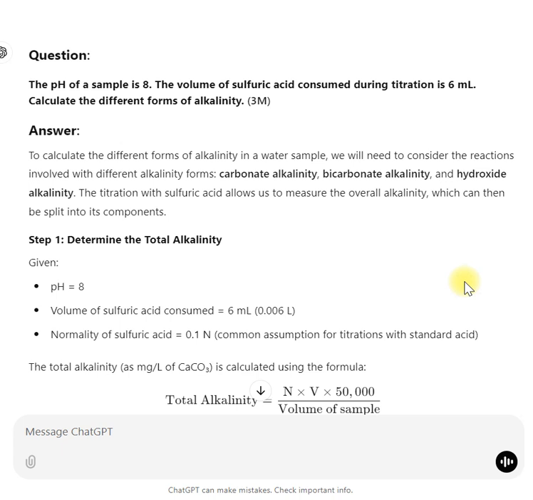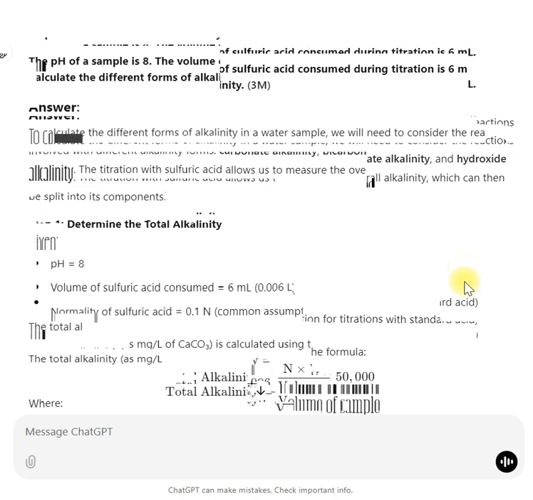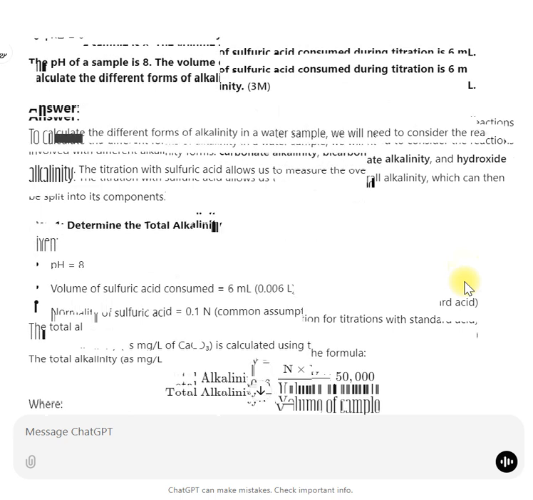Step 1: determine the total alkalinity. Given: pH equals 8, volume of sulfuric acid consumed equals 6 milliliters, 0.006 L. Normality of sulfuric acid equals 0.1 N, a common assumption for titrations with standard acid. The total alkalinity as milligrams per liter of CaCO3 is calculated using the formula: total alkalinity equals N times V times 50,000 divided by volume of sample, where N equals normality of acid, 0.1 N, V equals volume of sulfuric acid used, 6 milliliters equals 0.006 L, 50,000 equals the constant for converting to milligrams per liter of CaCO3, and volume of sample equals 100 milliliters, common in lab practice.